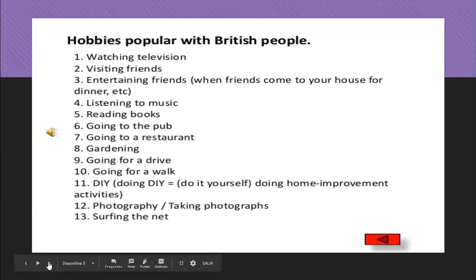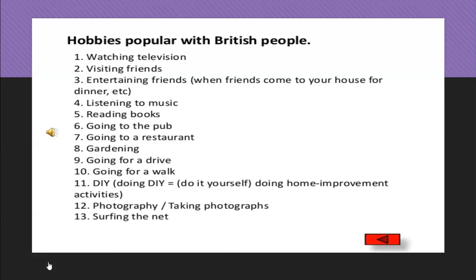This is a list of hobbies that are popular with British people, but not only with British people, but with many people around the world. These are the most popular hobbies that we can find. So hobbies like watching television, visiting friends, entertaining friends, which is when your friends come to your house for dinner or for having a party and all those things.